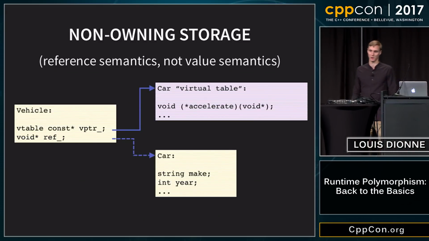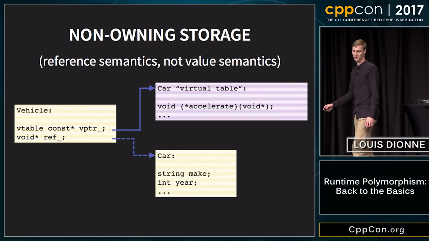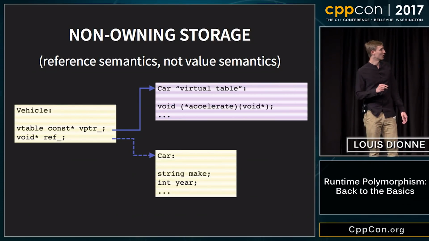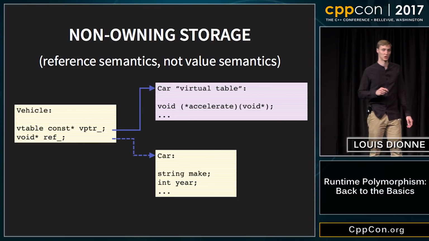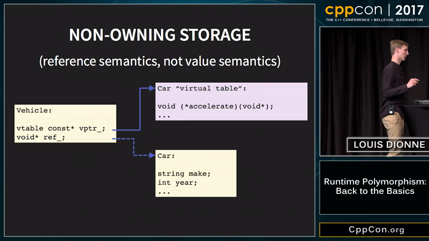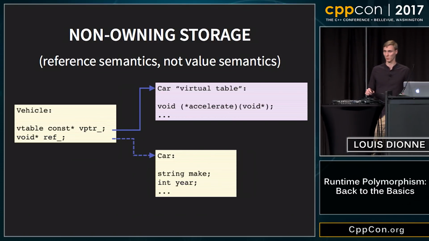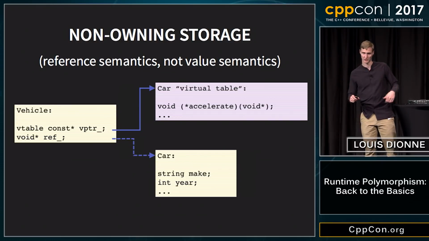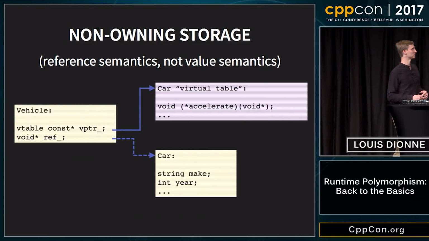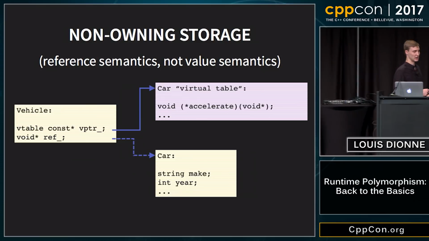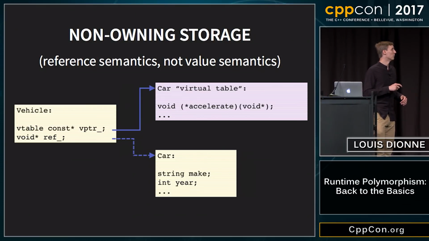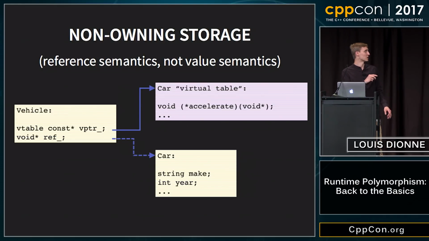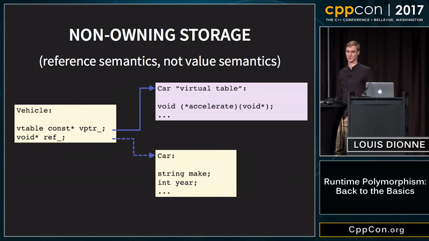Now we're going to leave the realm of value semantics for a second. So we're going to look at non-owning storage. What I want is to have basically a polymorphic view over some existing object. And I don't want to own it. I'm not making a copy. Okay? So the way you can implement that is by simply having your v pointer, and then you have basically a void pointer, but this is not owning. So you just have a reference essentially to the actual object that lives somewhere else.